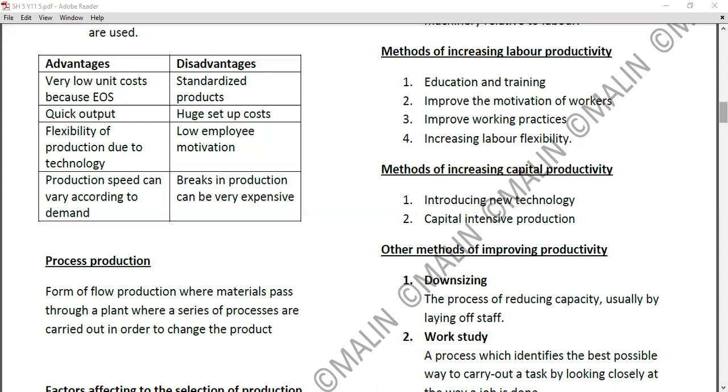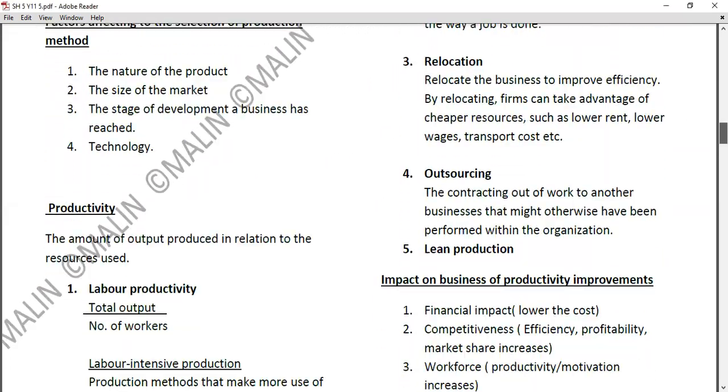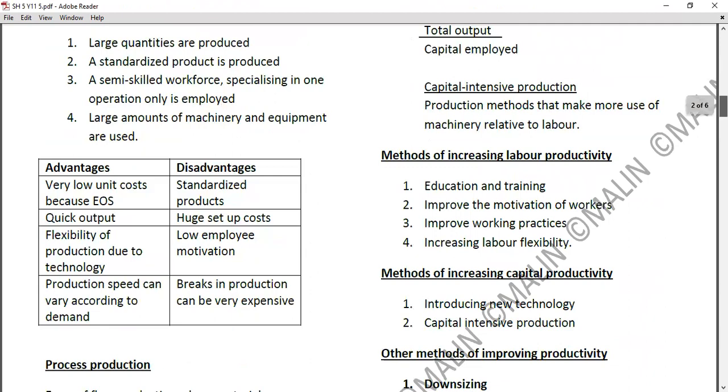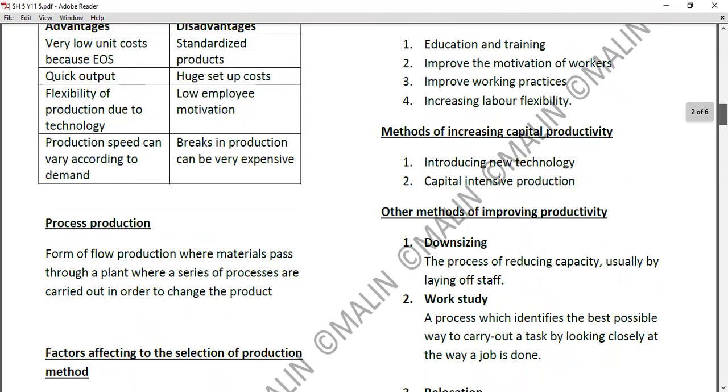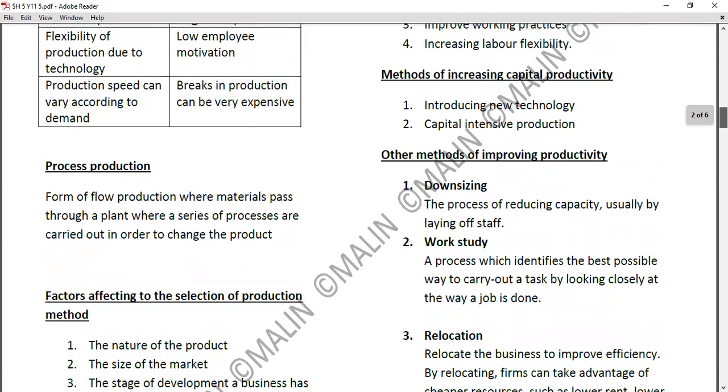Moreover, we talk about capital improvement, because there are two kinds of productivity, labor productivity and capital productivity. We can improve capital productivity by introducing new technology, if you are still using old technology. For example, desktop computers versus laptop computers, LCD monitors and large monitors, or smartphones and other mobile phones. So old technology and new technology.